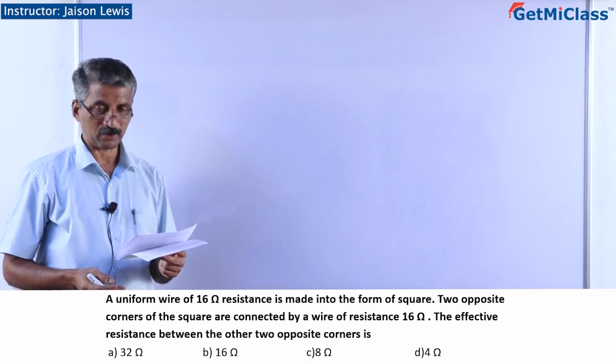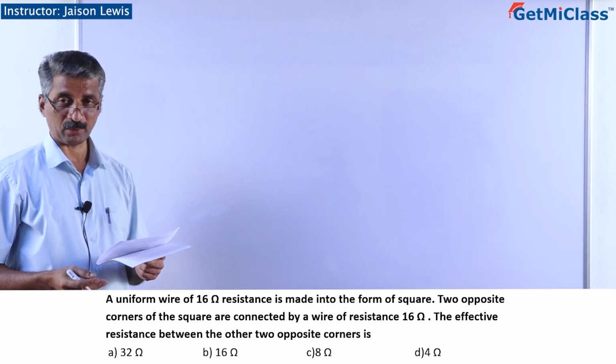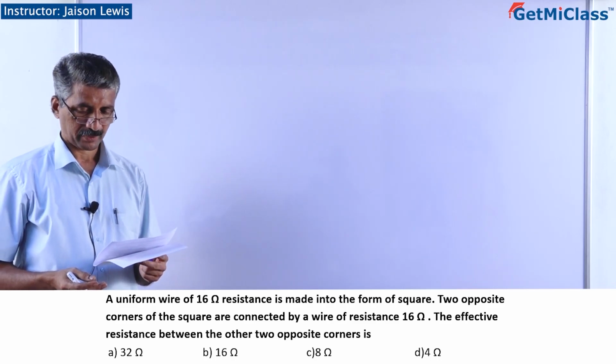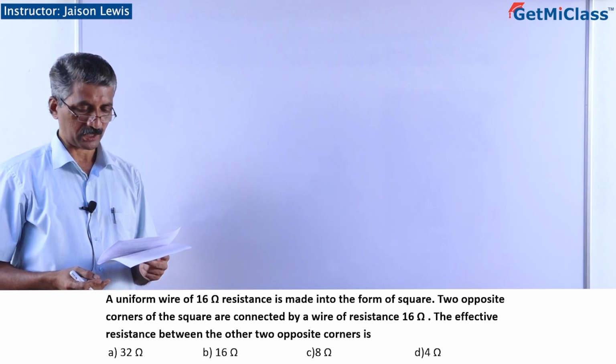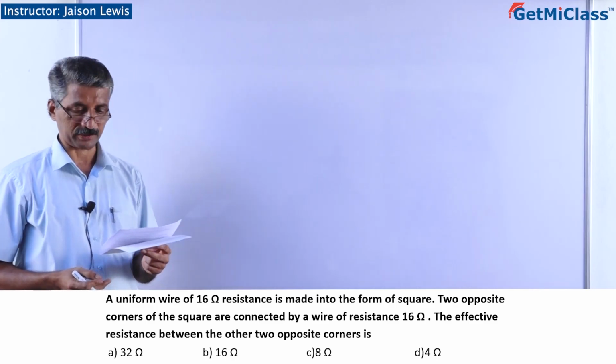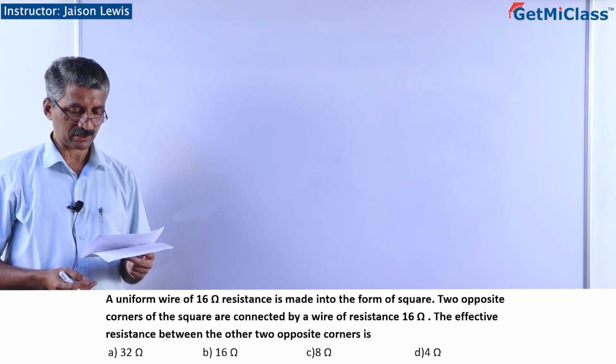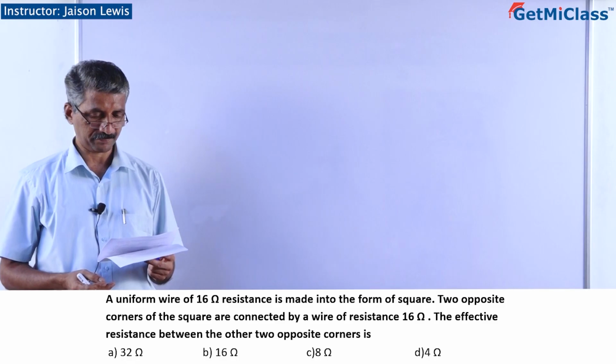A uniform wire of 16 ohm resistance is made into the form of a square. The two opposite corners of the square are connected by a wire of resistance 16 ohm. Find the effective resistance between the other two opposite corners.